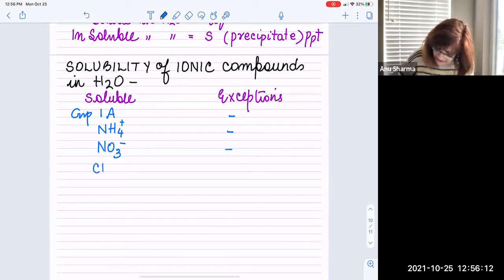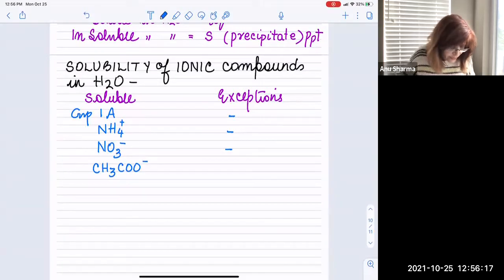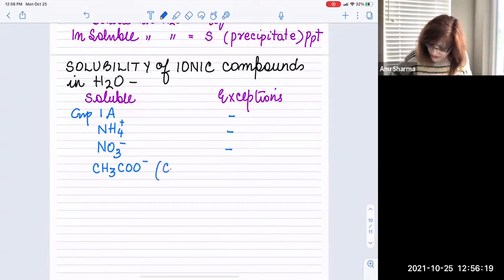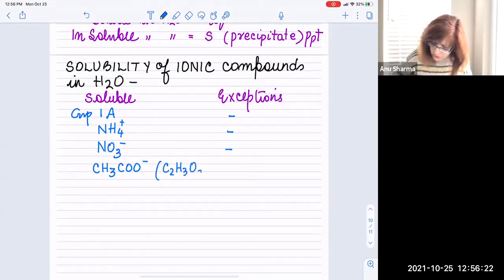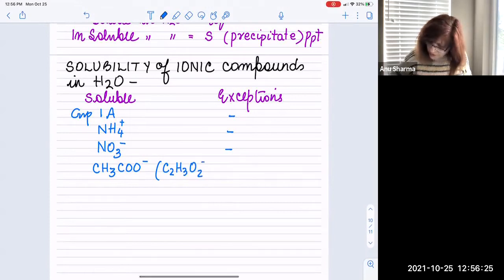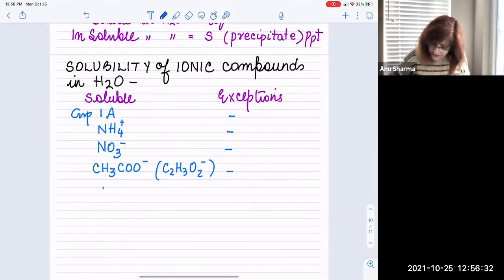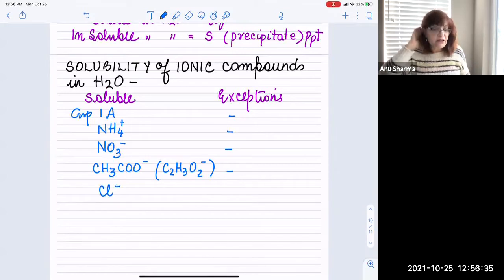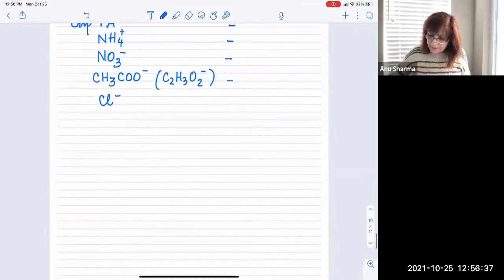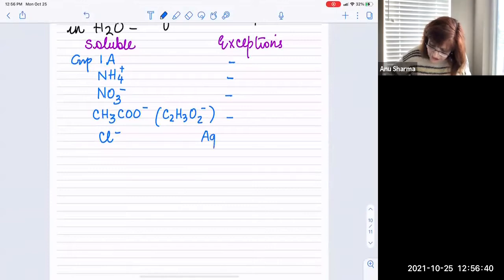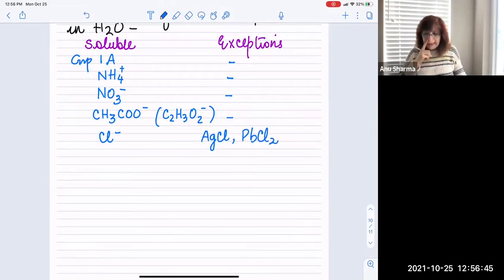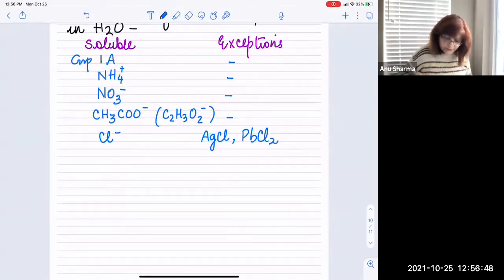Then you have acetate. Acetate is CH3COO, 1 negative. And the way they write it is C2H3O2, 1 negative. That is going to make it soluble in water. Okay, so that means there are no exceptions. Then anytime chlorides attach to a metal, it will be soluble except silver chloride, AgCl, and lead chloride, and we are not doing mercury, PbCl2. It is going to be insoluble in water.